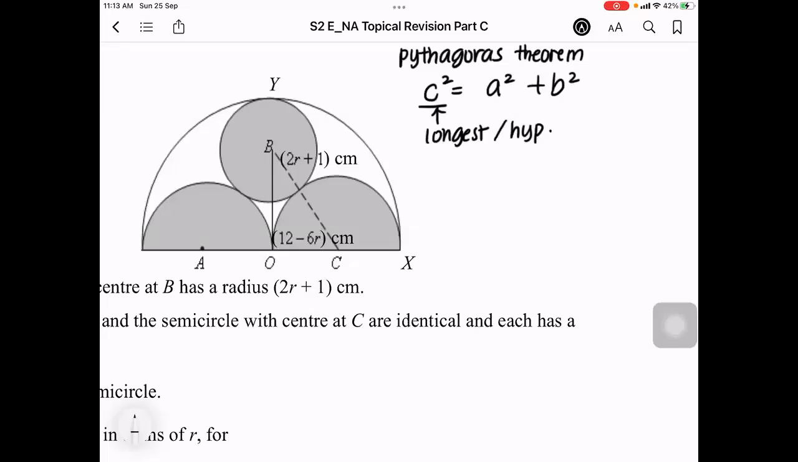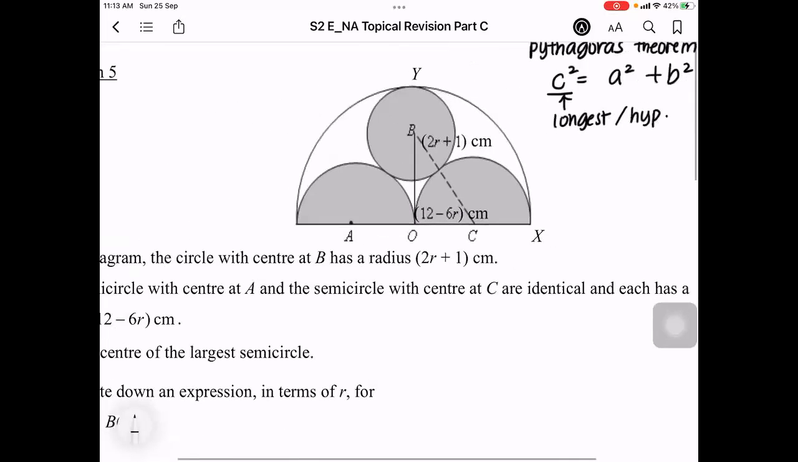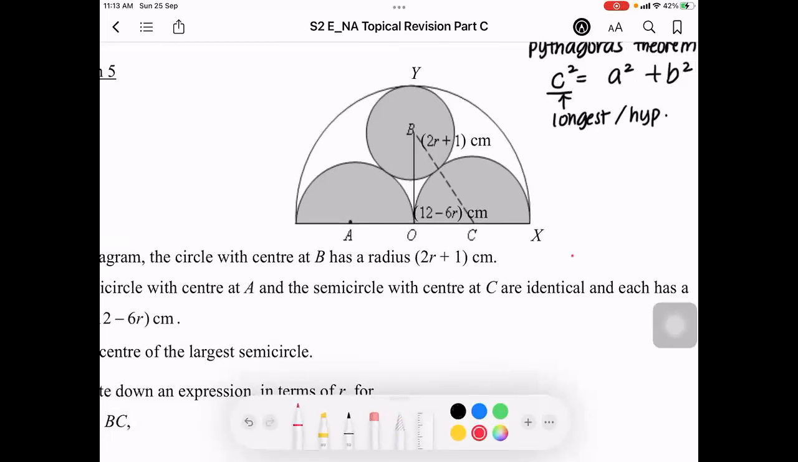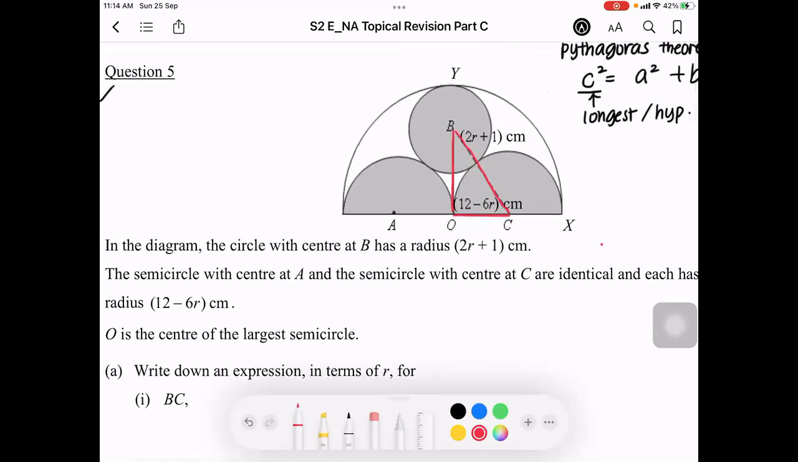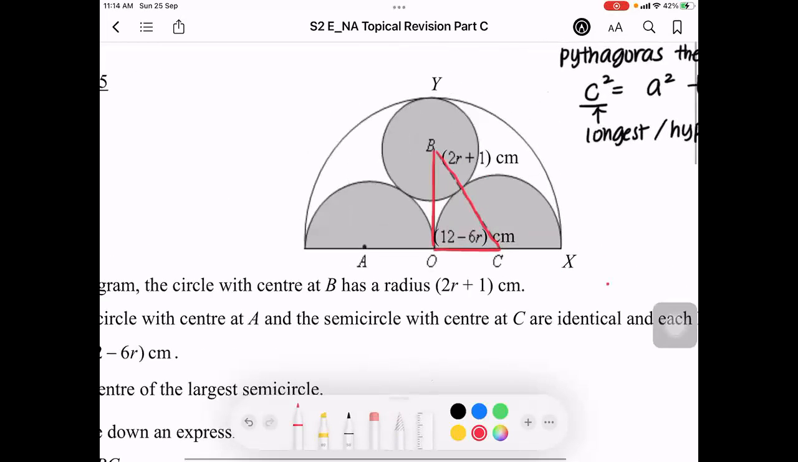Okay, so in this case, we have a picture over here, and very clearly you can see one right angle triangle. Let's find the information, especially when it involves circles, we must be very careful about the radius. In the diagram, the circle with center B has a radius. B is this one here. Maybe I put blue color. Center B, this is the radius. The radius is 2r plus 1.